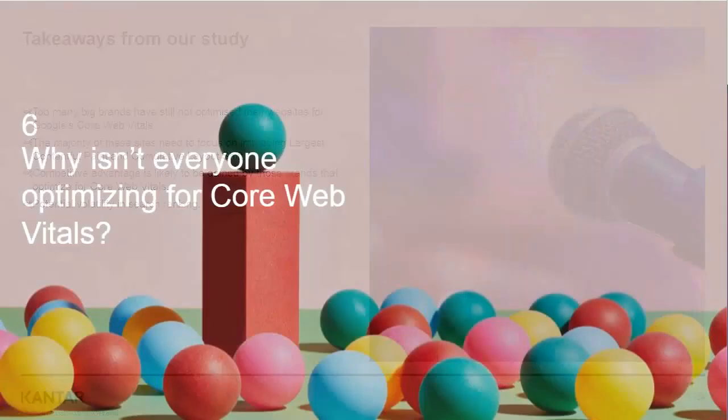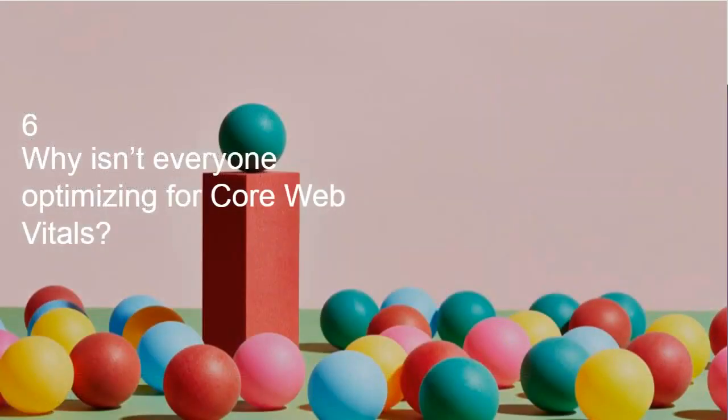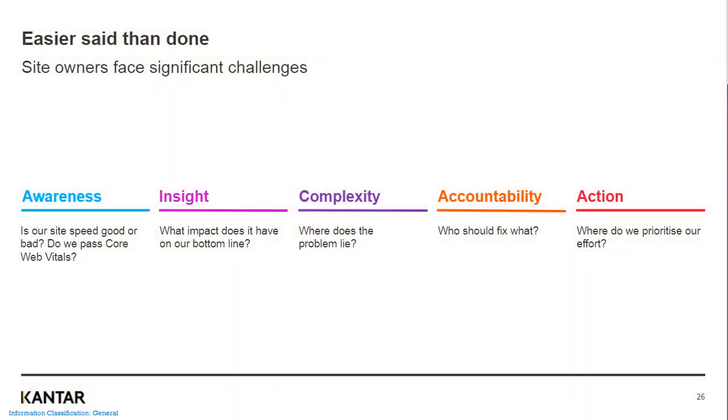So, if core web vitals are so important, why are so many brands not optimized to meet Google targets? Well, optimizing a website is not an easy thing to do. The first challenge is awareness. A lot of businesses don't know if their speed is good or bad, they don't know how fast their site is, and don't know how fast it should be. A lot of businesses aren't even aware that speed is important.